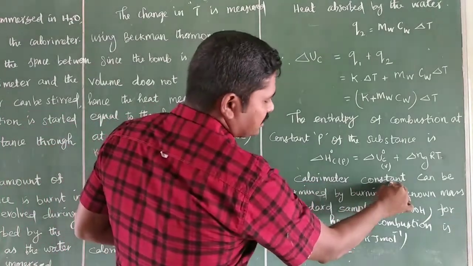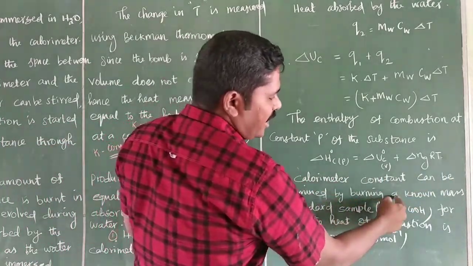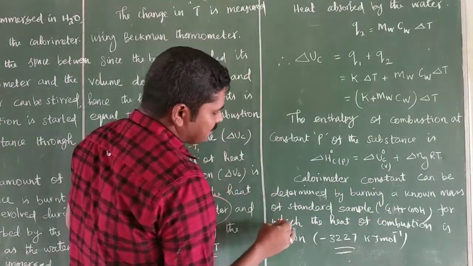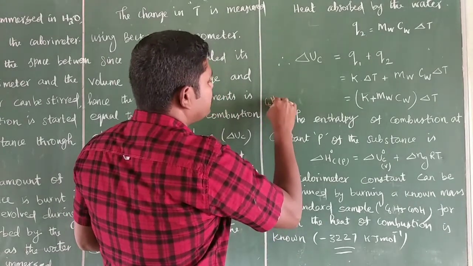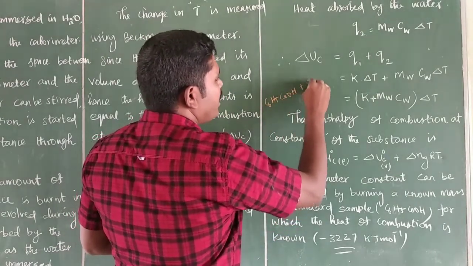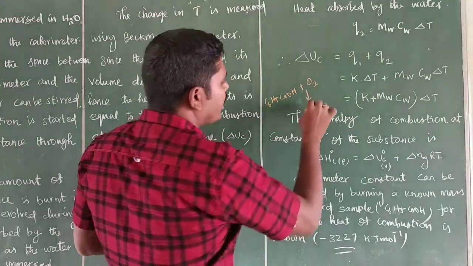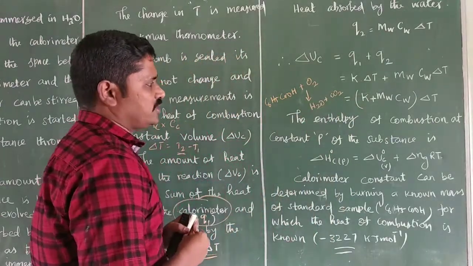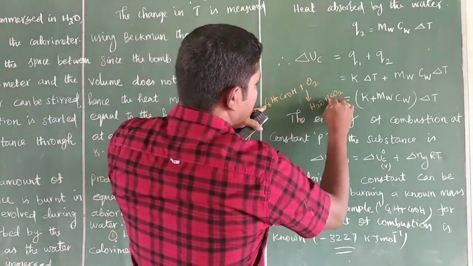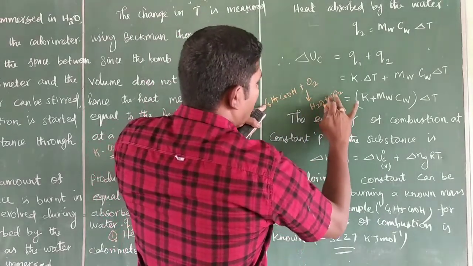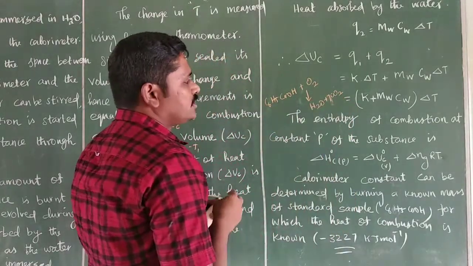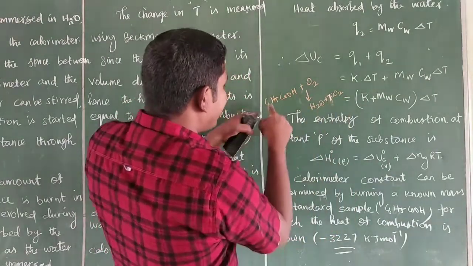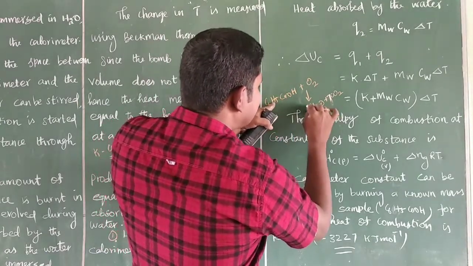The calorimeter constant can be determined by burning a known mass of a standard sample, benzoic acid. The benzoic acid burns: C6H5COOH plus oxygen gives water and carbon dioxide. How many carbons? 6 plus 1, 7 carbons. How many hydrogens? 5 plus 1, 6.